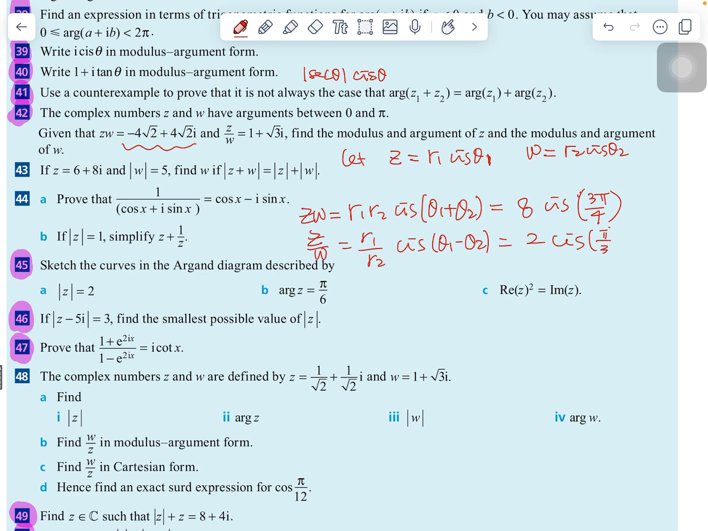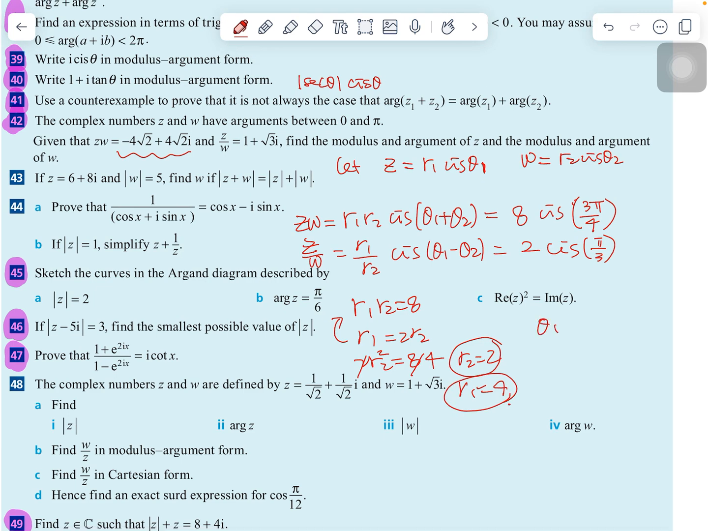So R1 R2 becomes 8. R1 over R2 is 2, so R1 is 2 R2. So 2 R2 squared becomes 8. So R2 becomes 2, because for us the modulus is only a non-negative number. When R2 is 2, R1 becomes 4.